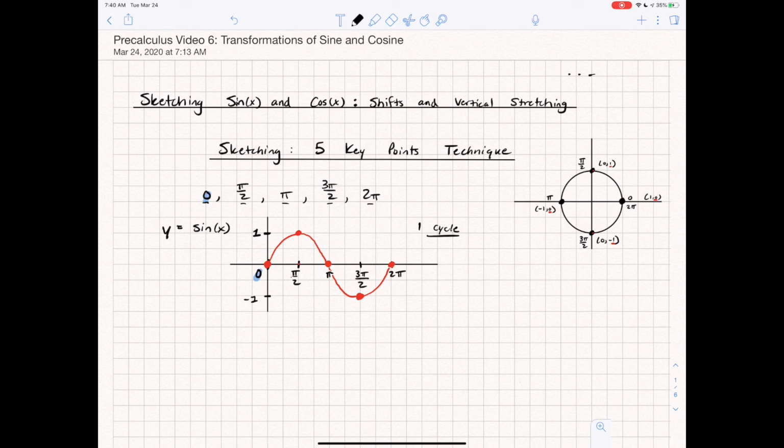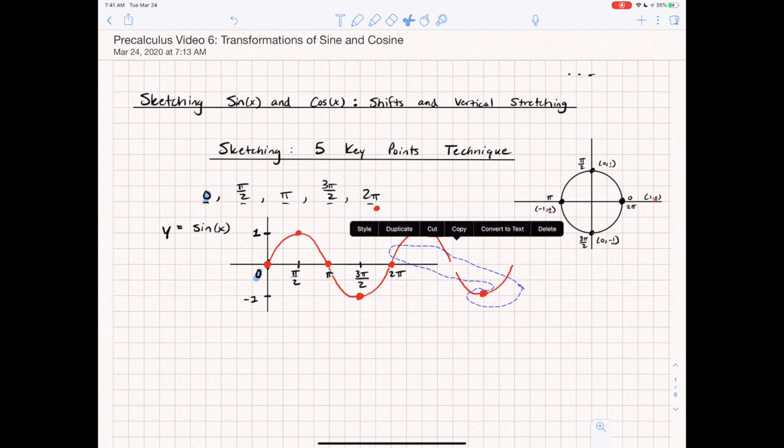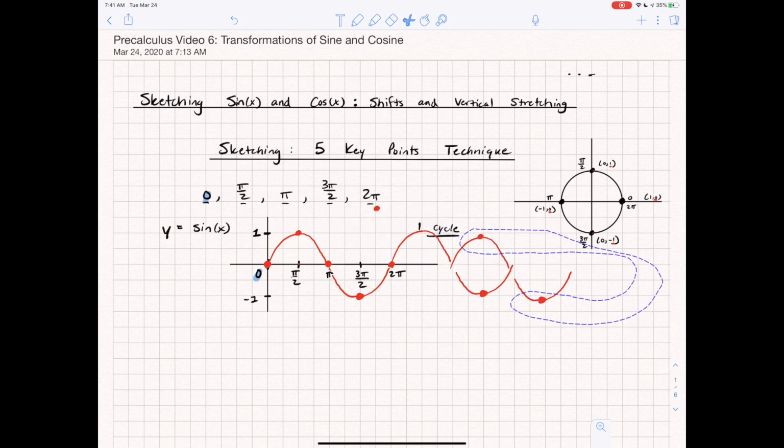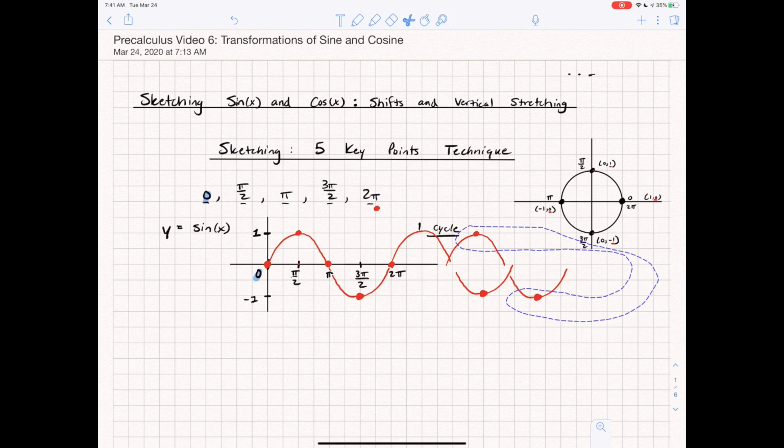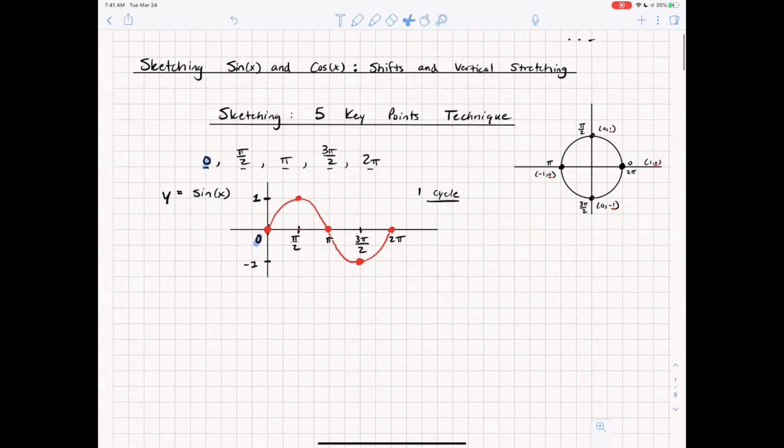If I wanted to get more of this wave, like extending it past 2 pi, because of the periodic feature of sine, I can literally copy this and paste it to the end, and continue getting more and more pieces for sine. Here would be another piece, and the wave would just continue, because it's all repetition given that this is a circle. I'm going to get rid of that so we go back to the 1 cycle. This is how I could graph sine using the 5 key points technique.